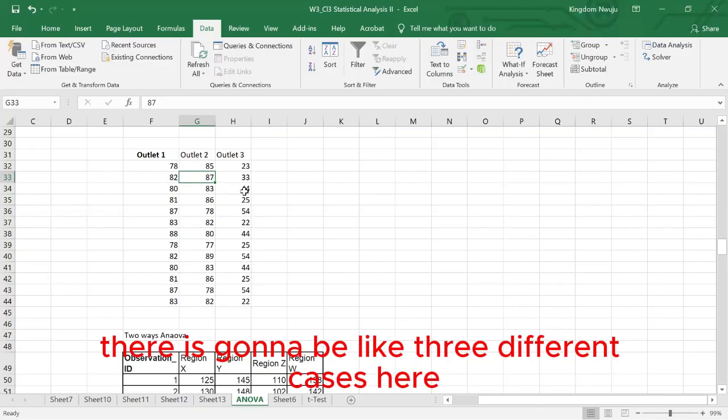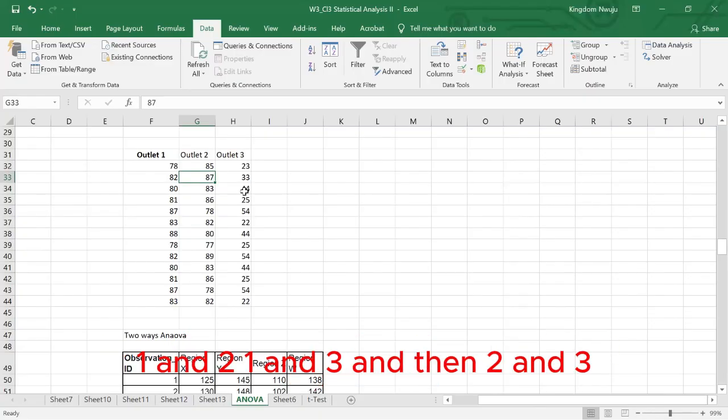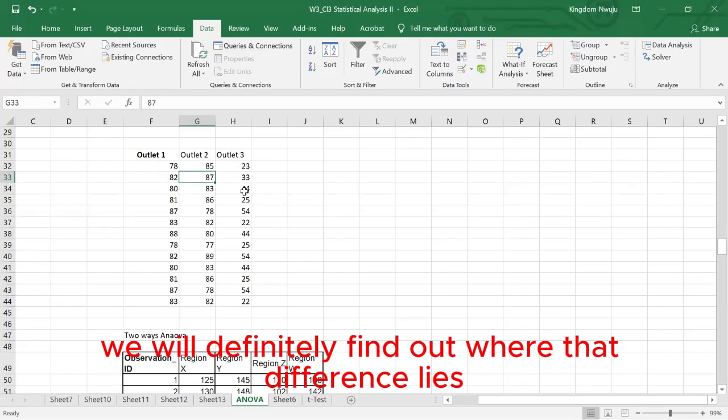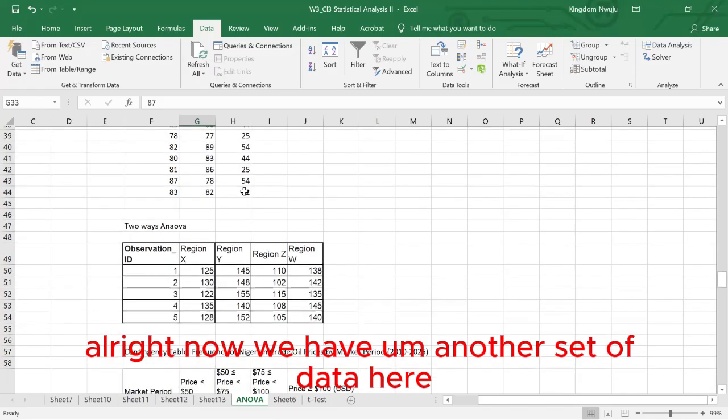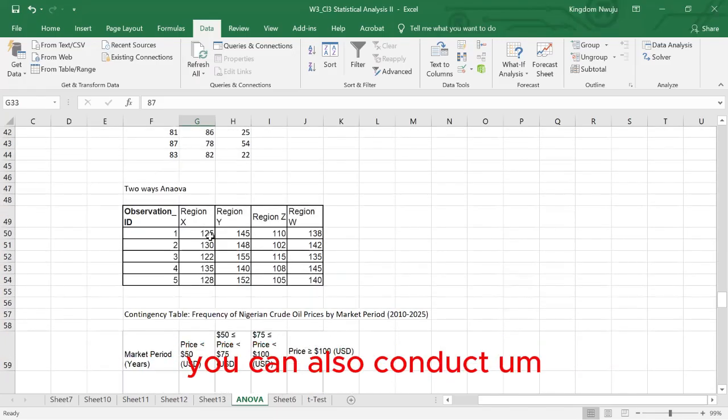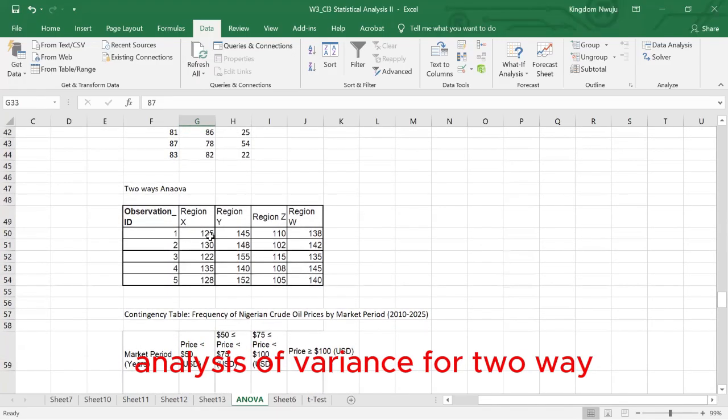All right, there's going to be 3 different cases here: 1 and 2, 1 and 3, and then 2 and 3. We'll definitely find out where that difference lies. All right. Now we have another set of data here. You can also conduct analysis of variance for 2-way.